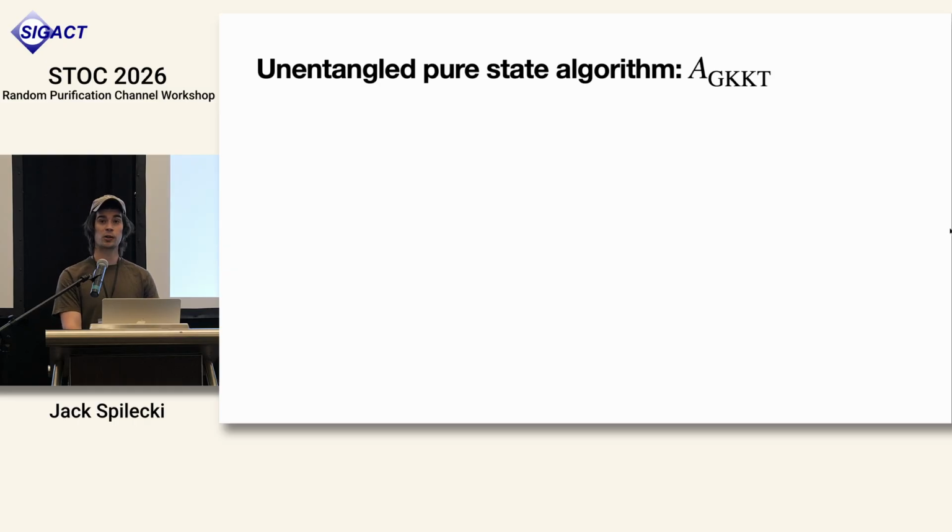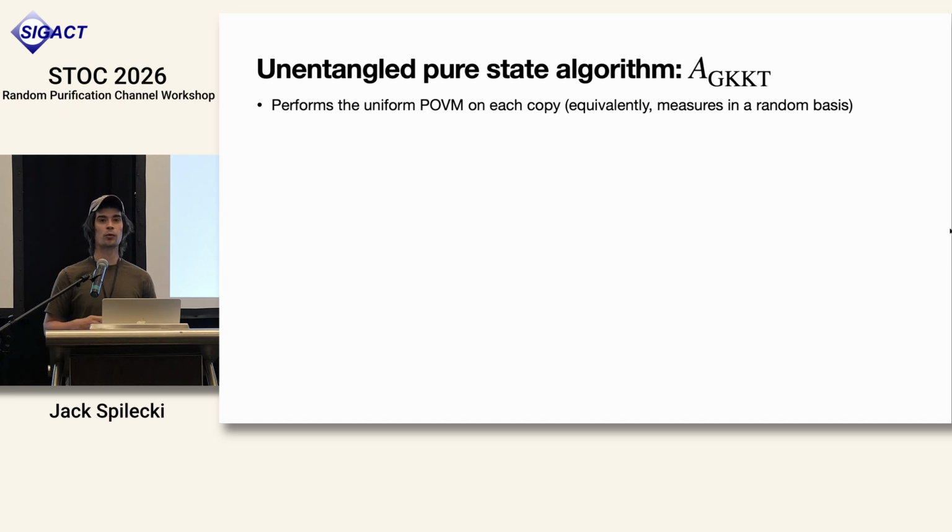So let me tell you about this pure state algorithm, the GKKT algorithm. It performs a measurement on each copy individually. Specifically, it does the so-called uniform POVM. If you'd like, you can think about this as sampling a random basis for each copy and then measuring in that basis. But if you're interested in the POVM element, it has one POVM element for each possible pure state output, and that POVM element is just projection onto that pure state.